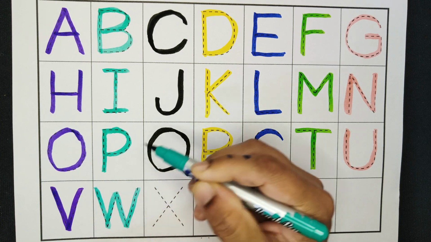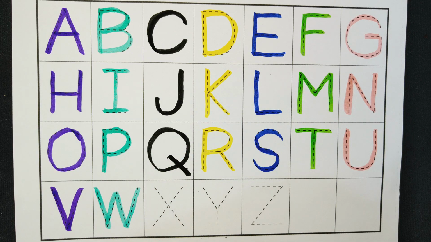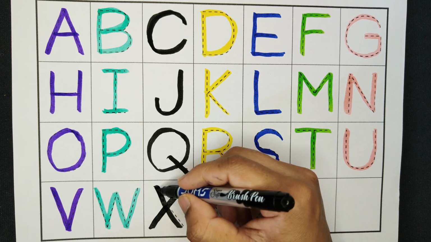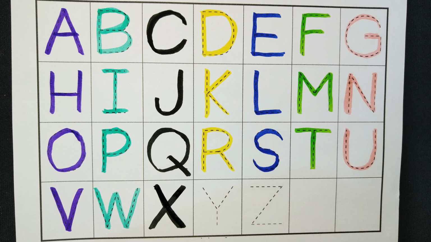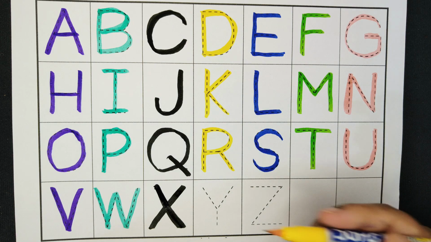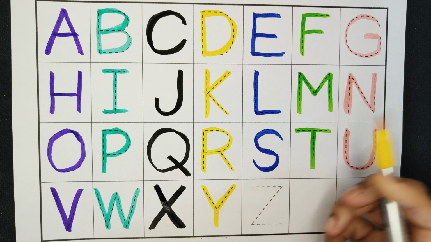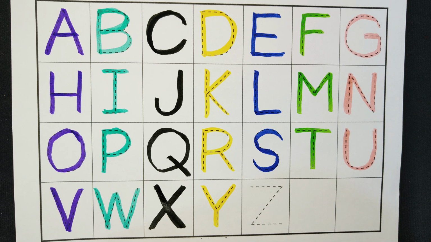W is for whale. X is for Xmas tree. Y is for yellow. Z is for zoo.